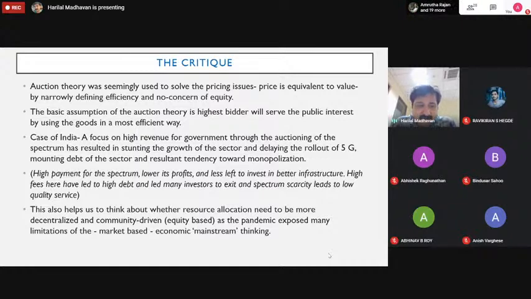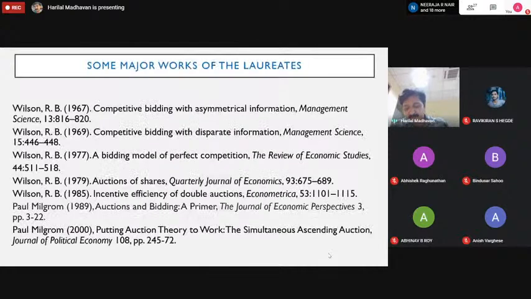At this particular point, this also helps us think about whether resource allocation needs to be more decentralized and community driven, as the recent pandemic has exposed many limitations of the market-based mainstream economic thinking. In that sense, some of these can be criticized: whether this is a very mainstream concern for the Nobel Prize to be given, because we have more pressing concerns like poverty and inequality in countries like this. So why did the Nobel Committee decide to give it to a particular area like this? A lot of critics can come up, right?